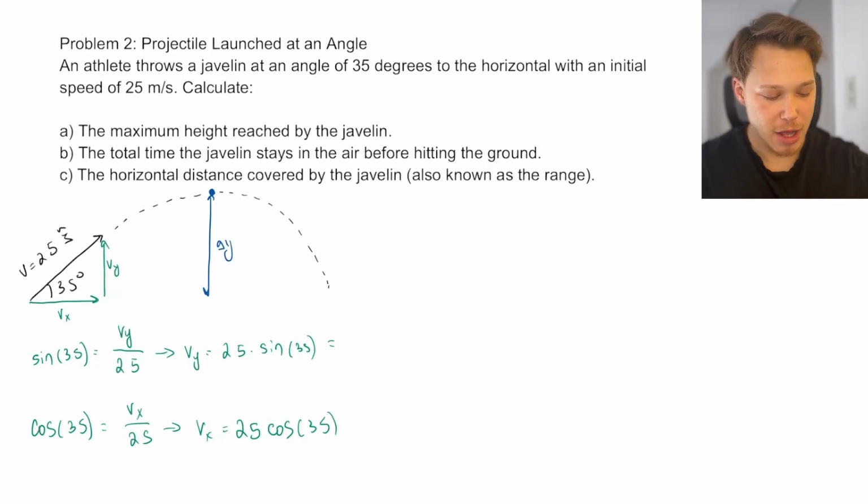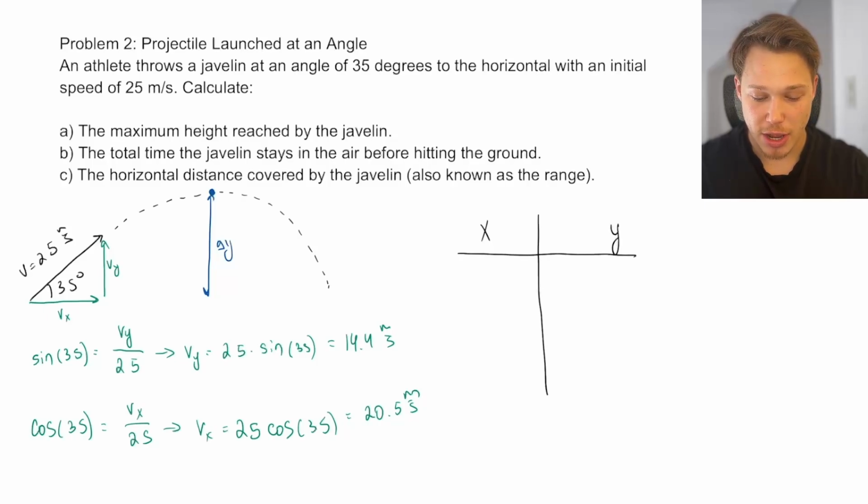Vx is equal to 25 times cosine of 35. Once we plug those in the calculator, the first one will give you 14.4 meters per second, and the second one will be 20.5 meters per second. So that is the information that will go into our table. The second step is, of course, to set up the table in the x and the y direction. In the x, we just have 3 variables, and in the y is the initial velocity, final velocity, acceleration, time, and displacement.